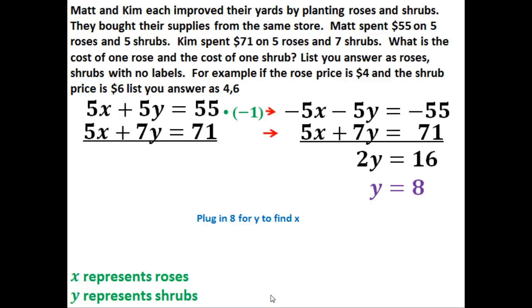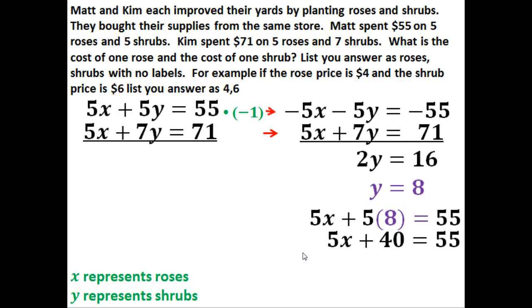Now what we're going to do is plug in that 8 for y to find out what our x value is. We can use either one of these two equations. It really doesn't matter. I'm going to pick just the first one because it's there. I'm going to rewrite it, but instead of writing y, I'm going to write 8. So this is 5x plus, instead of 5y, 5 times 8, equals 55. Now we simplify and solve for x. 5x plus 40 equals 55. I move my 40 onto the other side, 5x equals 15, and I know that x equals 3.